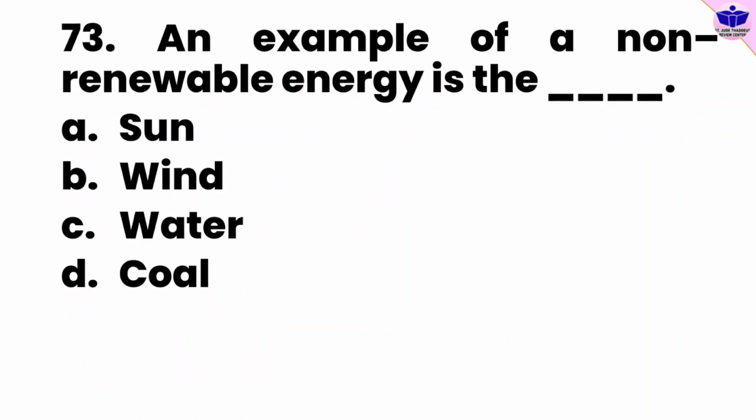73. An example of a non-renewable energy is the A. Sun, B. Wind, C. Water, or D. Coal. Non-renewable energy is letter D. Coal. Non-renewable means it cannot be replaced easily. For example, petroleum, for example, gas, for example, coal. But sun, wind, and water are renewable sources of energy.